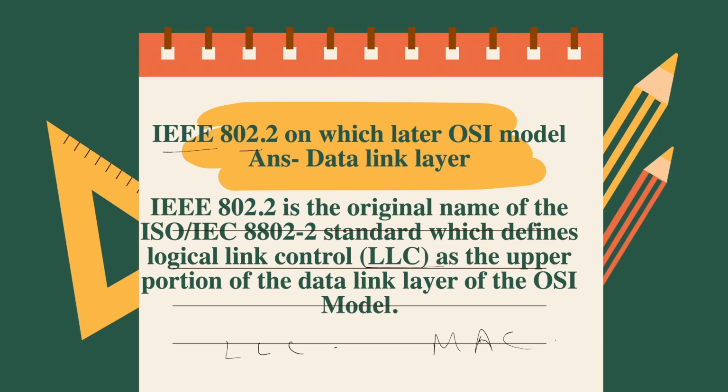This is the one. It defines the logical link control as the upper portion of the data link layer of the OSI model. So this is related to layer 2, or you can say the data link layer.